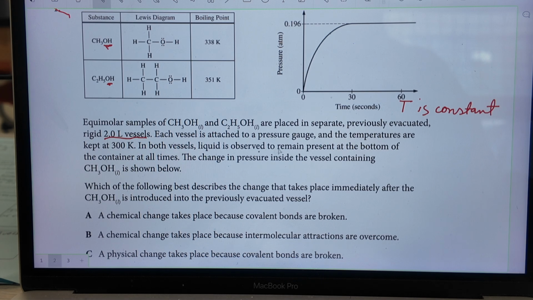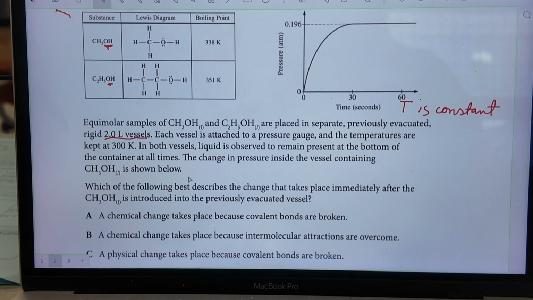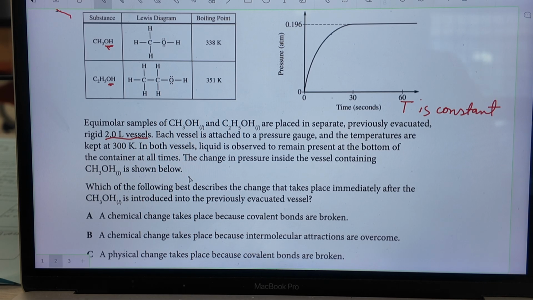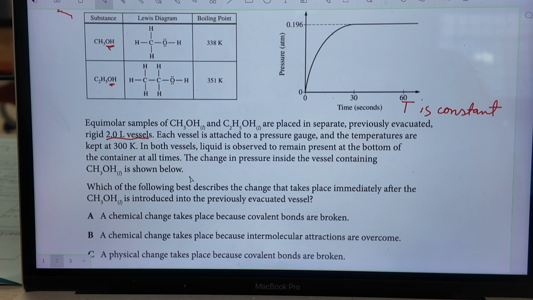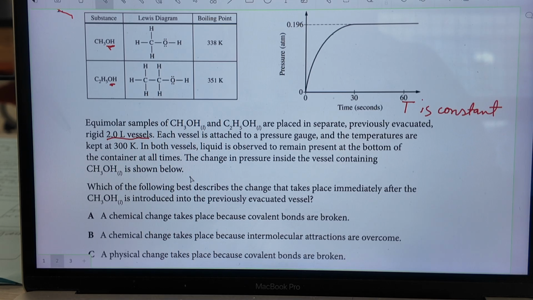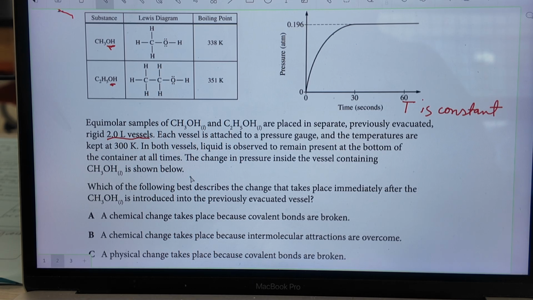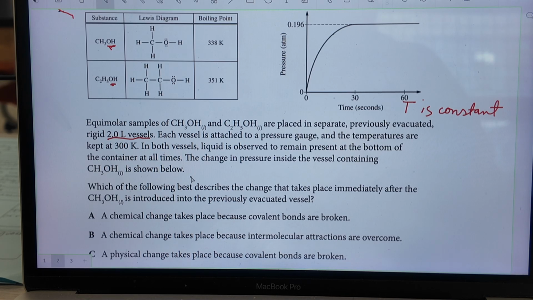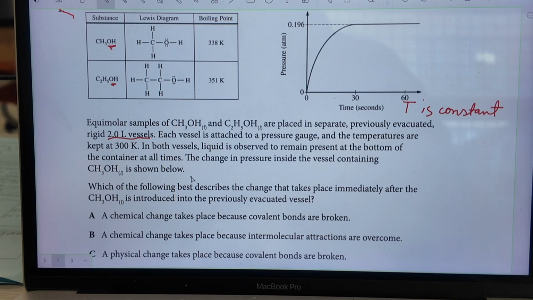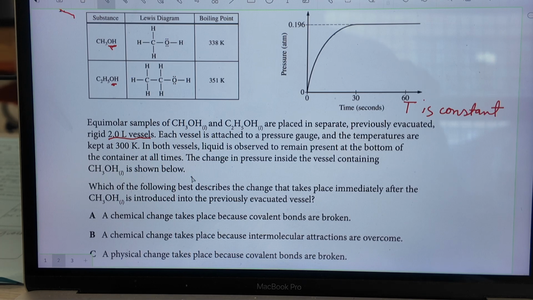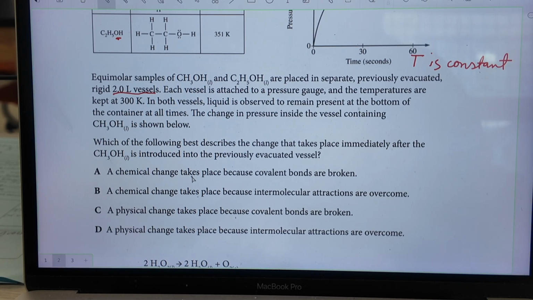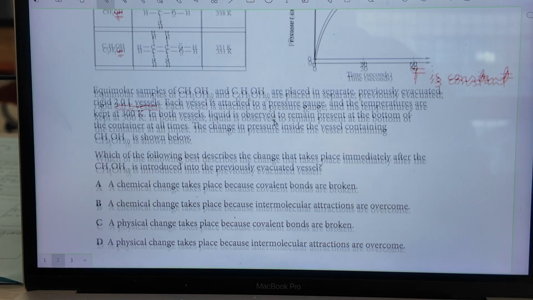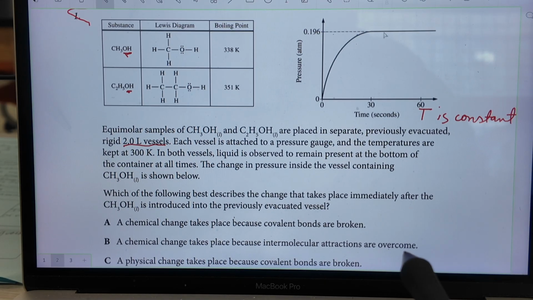In both vessels, liquid is observed to remain present at the bottom of the container at all times. So that means that whatever liquid there was must not have all evaporated. Liquid observed present at all times. The change in pressure in the vessel containing CH3OH is shown below. Which of the following best describes the change that takes place immediately after CH3OH is introduced? So what we see is that the pressure over time increases, right?